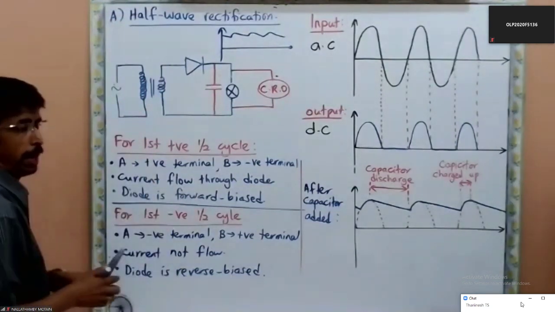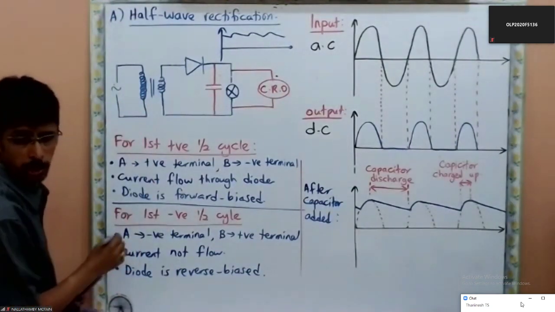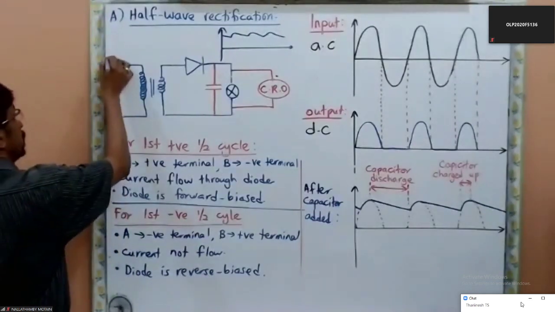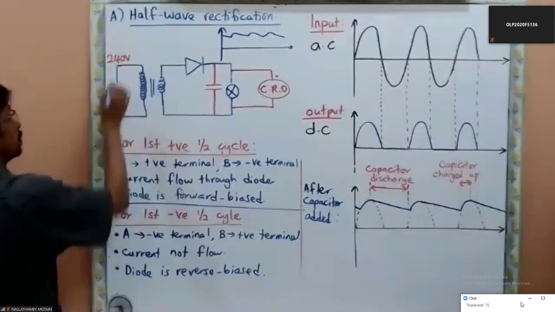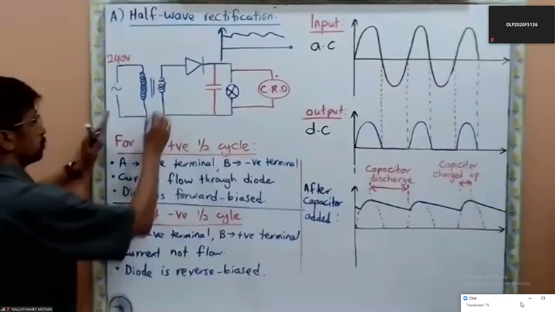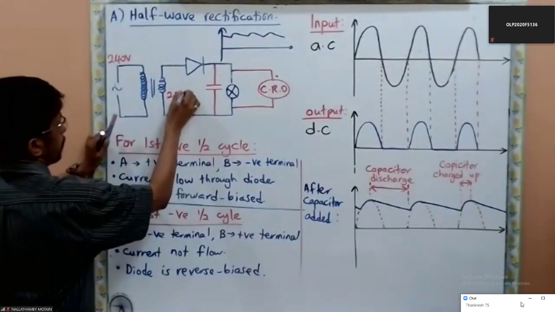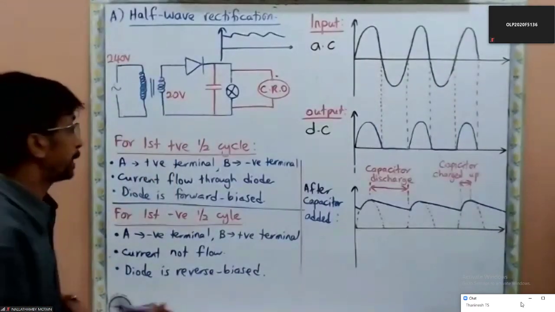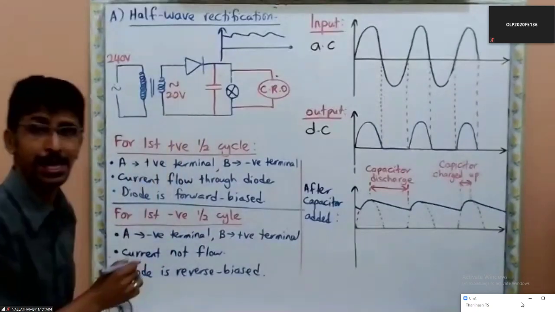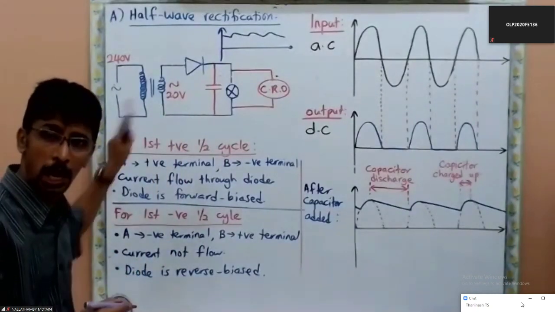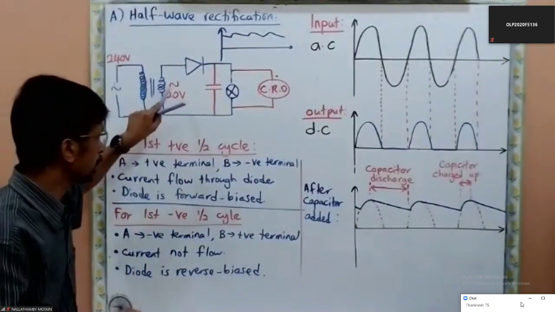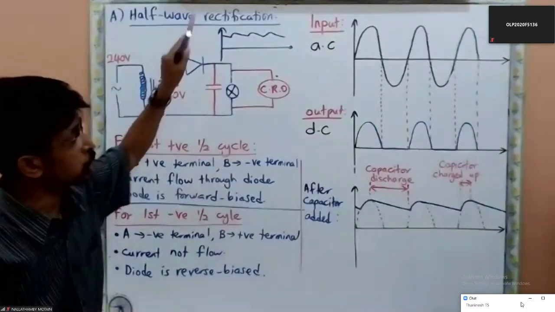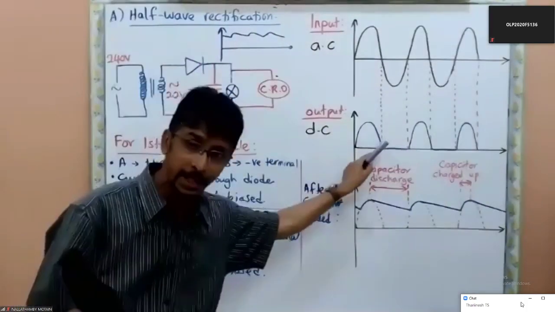It is a transformer where let's say the input voltage is 240. You are going to step down, becoming let's say 20 volt. So we have to use a step-down transformer. But still AC, right? Input AC, output AC. Then the AC is going to be changed to become DC.